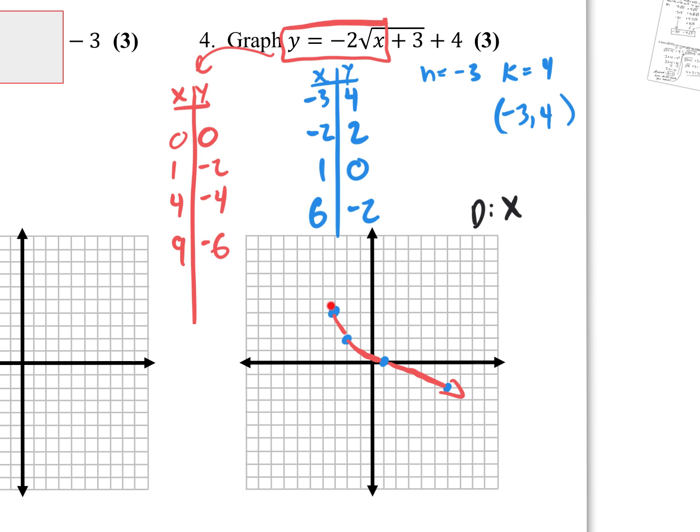-3, right? And it exists to the right of -3. So x is greater than or equal to -3. That's your domain. How about the range?